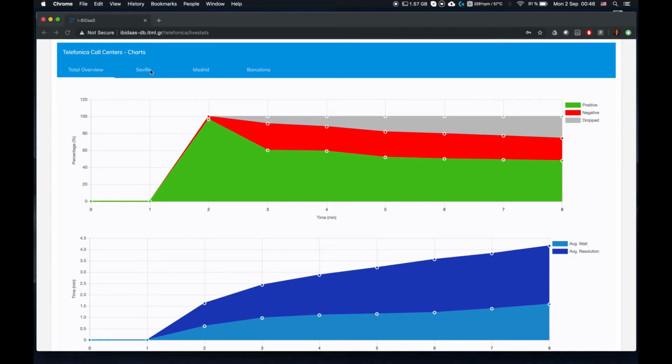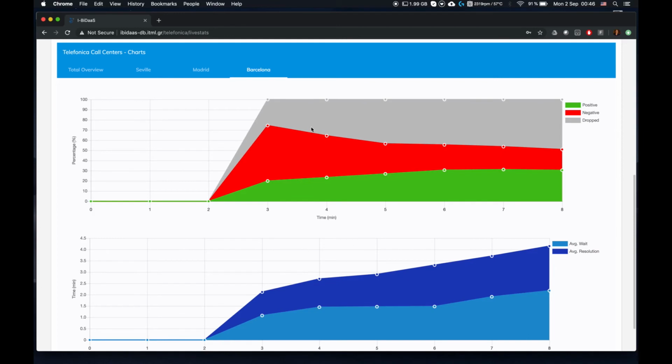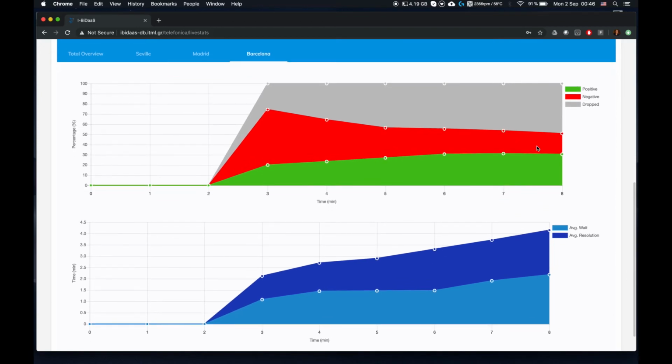We see here that in the case of Barcelona, we have a very high percentage of dropped calls, which over time did not improve; the percentage remained more or less stable. So this means that there is an issue here that must be examined further.